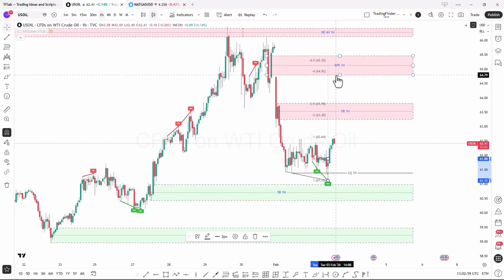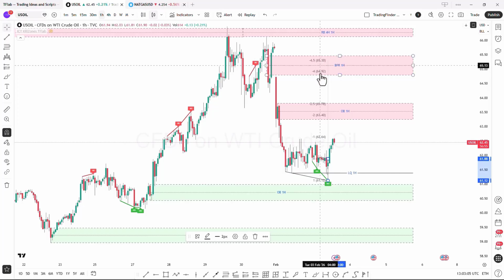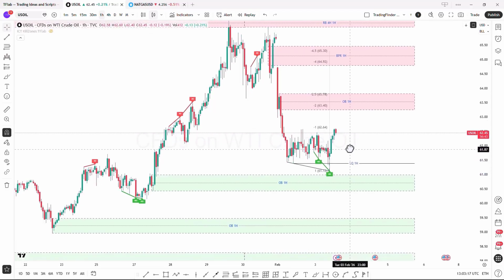It can continue until it enters the BPR zone at the 64.79 level up to the 65.47 zone, which is the price manipulation leg from 4 to 4.5. After the 2 to 2.5 zone is targeted, the 4 to 4.5 zone can serve as the next price range.